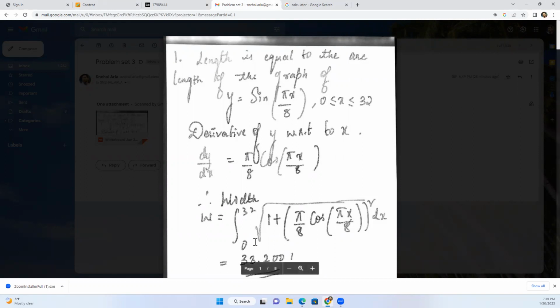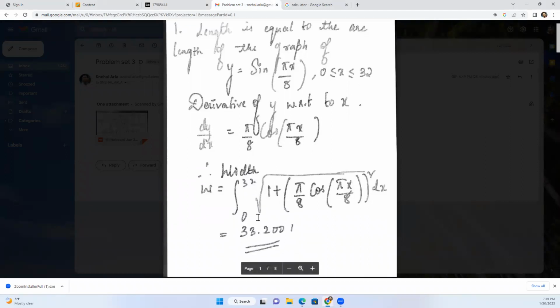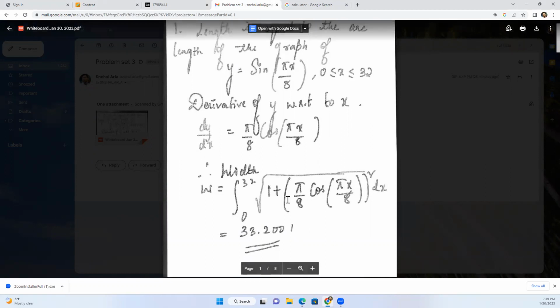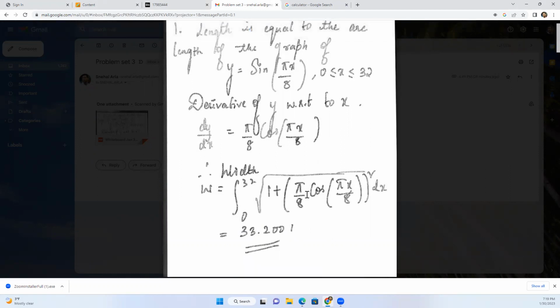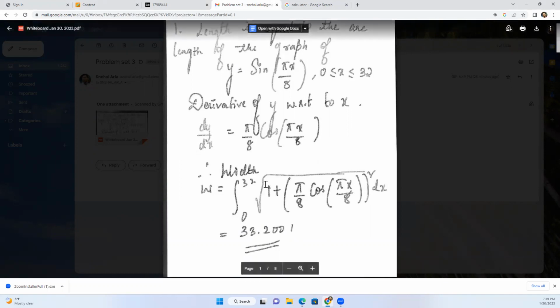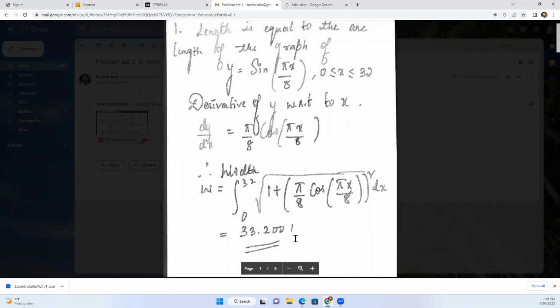Now we're trying to find the width using the arc length formula, given that the range is 0 to 32. Those are our limits. So we take the square root and plug it into the formula, 1 plus (pi/8 cos pi x/8) squared. After putting this into my graphical calculator, this is the value I ended up with, in inches. So W is 32.2001 inches.